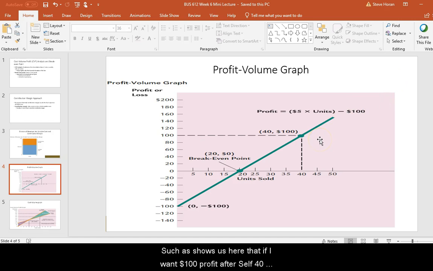This shows us that if I want a $100 profit, I have to sell 40 units. At 20 units, I break even. If I sell no units, I lose $100.